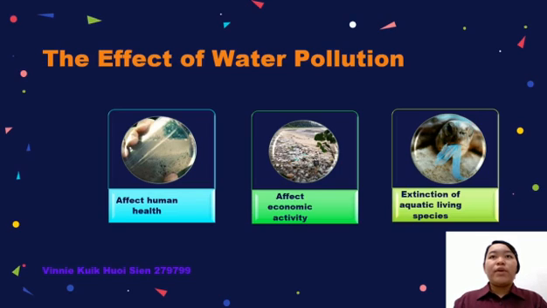The second effect is on economic activity. Oil on the sea surface will create an unpleasant odor to tourists who come to visit the tourism area. Meanwhile, the garbage floating and built up on the beach is also very annoying and causes an unpleasant smell. The beautiful beach and crystal clear water that were originally the focus of the tourism industry have now been polluted. This will affect the tourism industry.